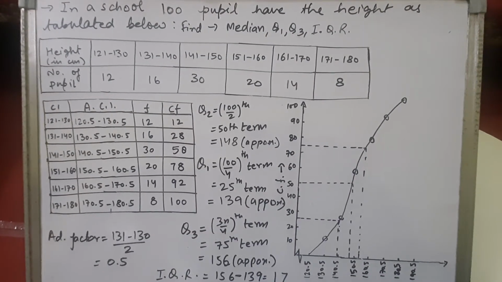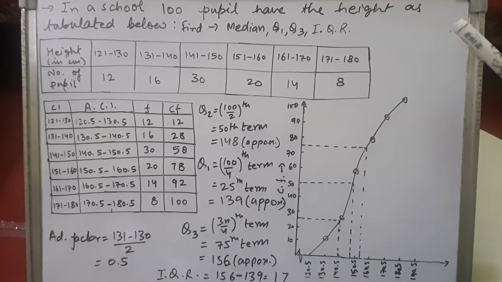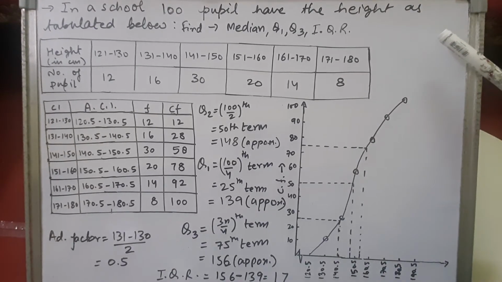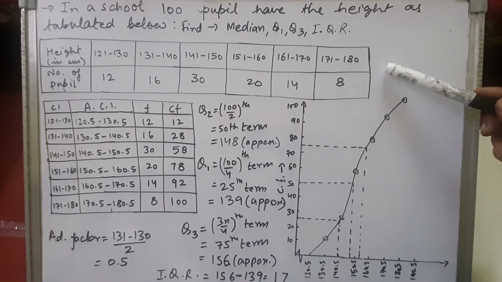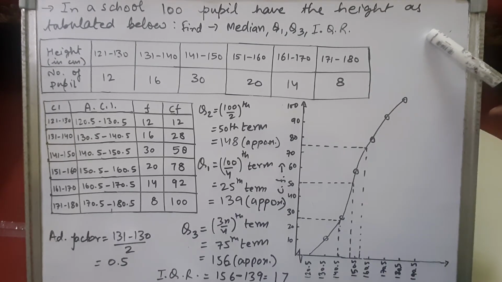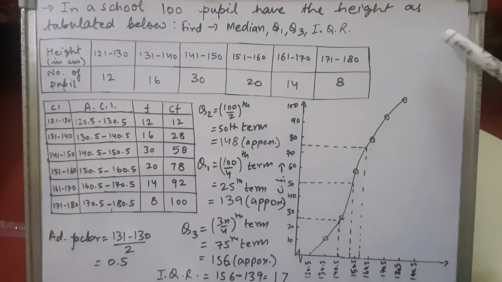Okay, let's see this sum, children. In this sum, it is given that in a school, 100 people have the height as tabulated below. This is a tabulation of the height given, and we have to calculate the median, upper quartile, lower quartile, and interquartile range. All right.